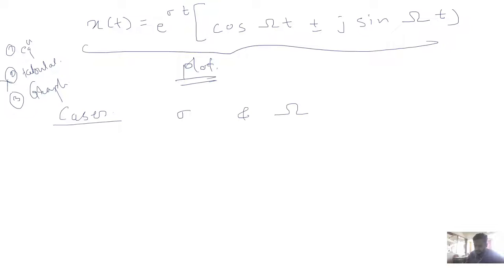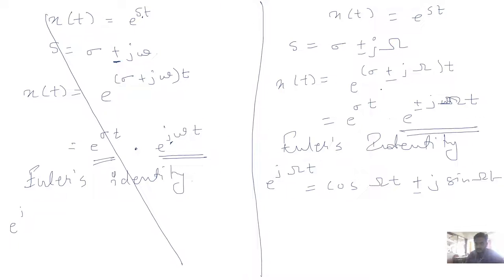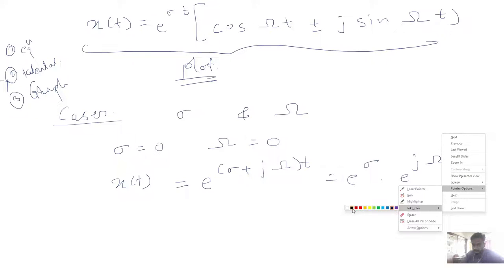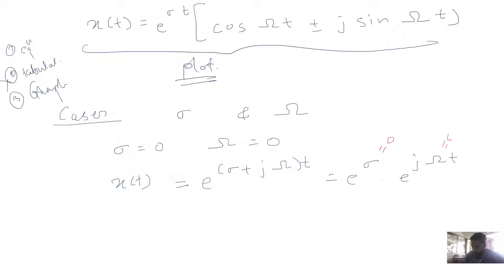So the first case is, suppose sigma is equal to 0 and omega is equal to 0. My equation x of t, instead of the one with Euler's identity, let me take this equation: e raised to sigma plus j omega t. If I solve this, it is e raised to sigma into e raised to j omega t. I guess you have studied this, this might be repetition for you, but we need to see it here. So if I put sigma and omega as 0, how will it look?